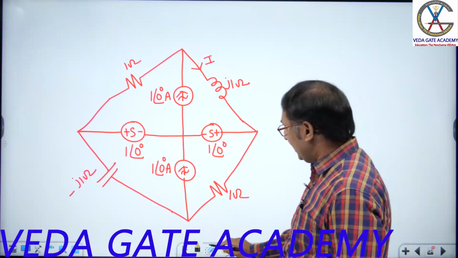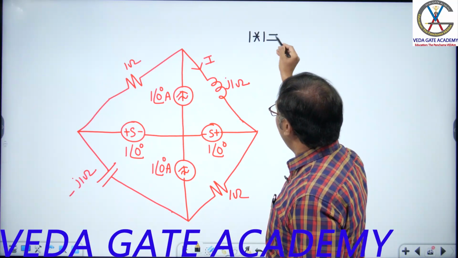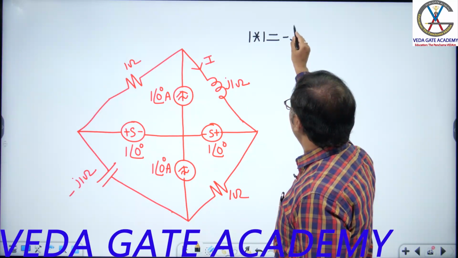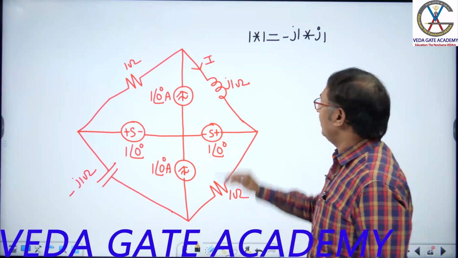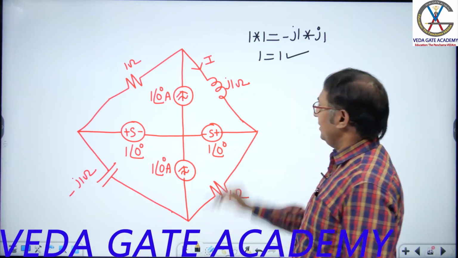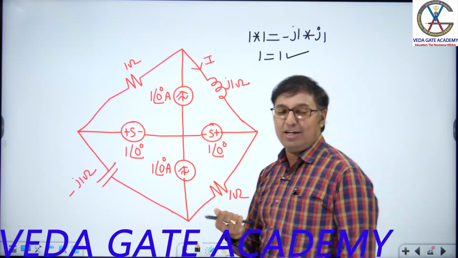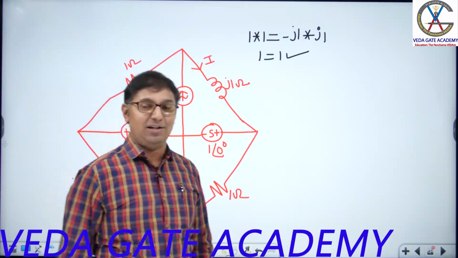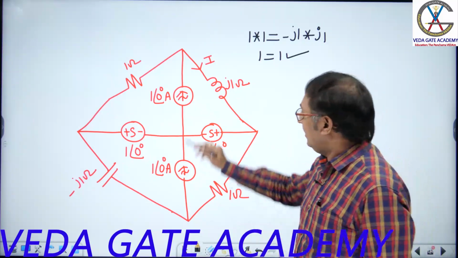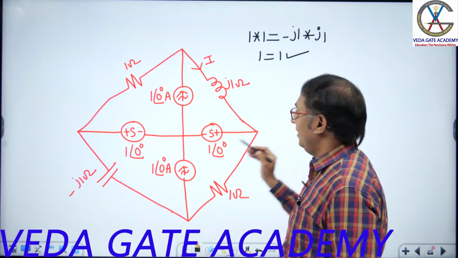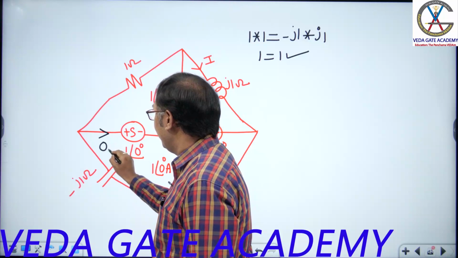Now one more method, the last method. Here 1 into 1 equals minus j1 into j1, that is minus j squared. 1 into 1, tick mark. Yes, the bridge is balanced. Once the bridge is balanced, the source should be connected to one diagonal and the load to the other diagonal. Here the source is connected to one diagonal, load connected to the other; feel this as a load. Once the bridge is balanced, no current flows through the load: 0 amperes.